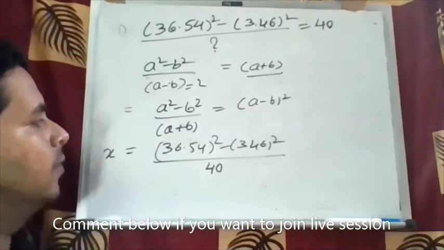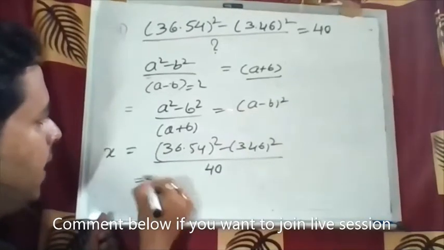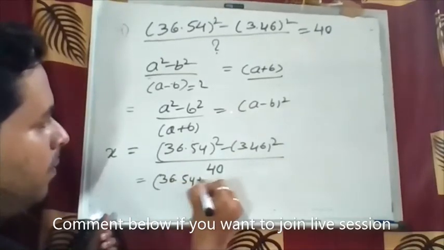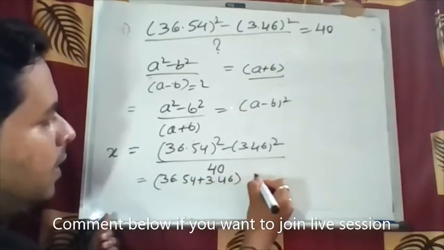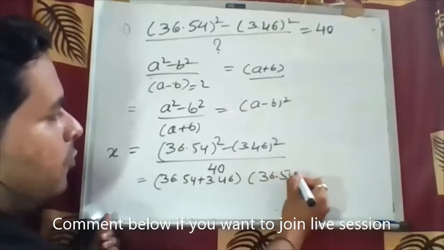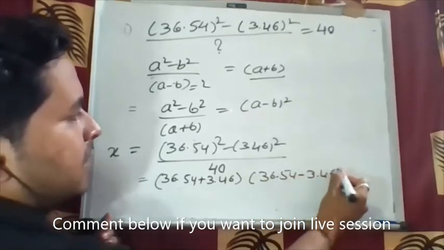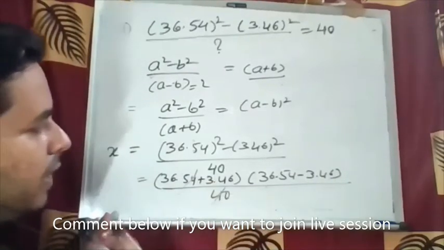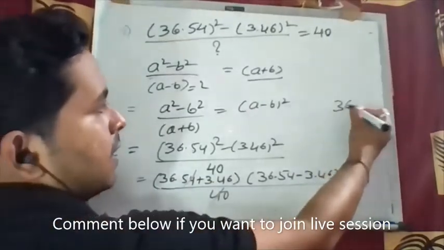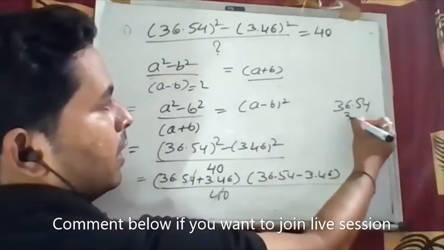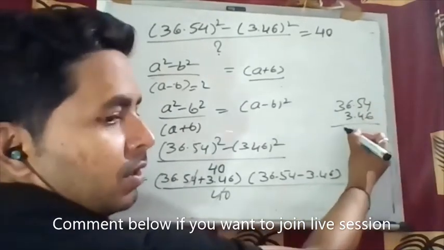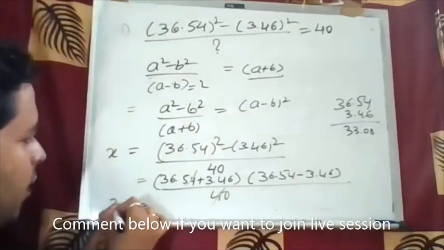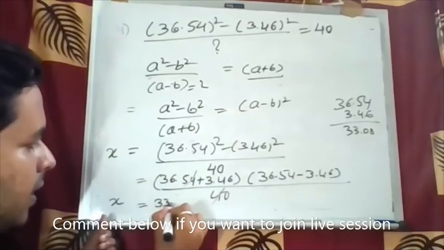Then what I'll do, I'll just extend this: 36.54 plus 3.46 and 36.54 minus 3.46 divided by 40. So this is the addition. So these two will get cancelled. Only this remains. 36.54 minus 3.46 will be what? 33.08. So your answer will be a, the unknown value, 33.08.